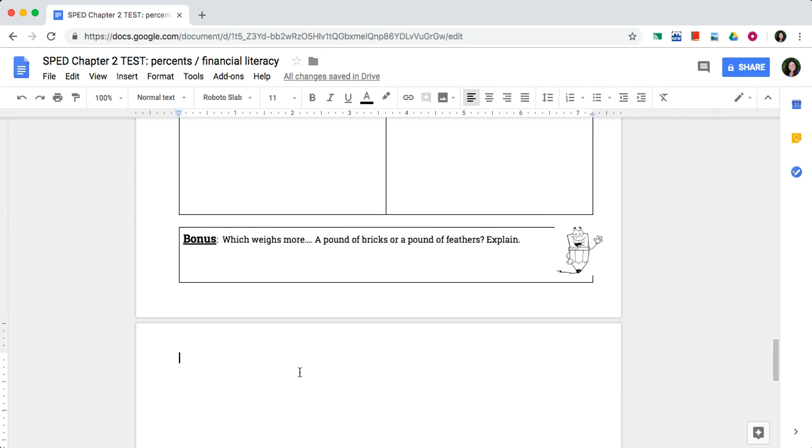And for a bonus, just for fun, which weighs more, a pound of bricks or a pound of feathers? Explain. All right. Okay, and if you have any questions, I'm here to help.